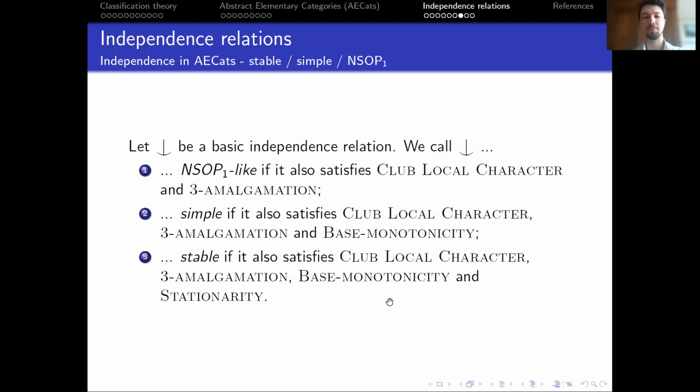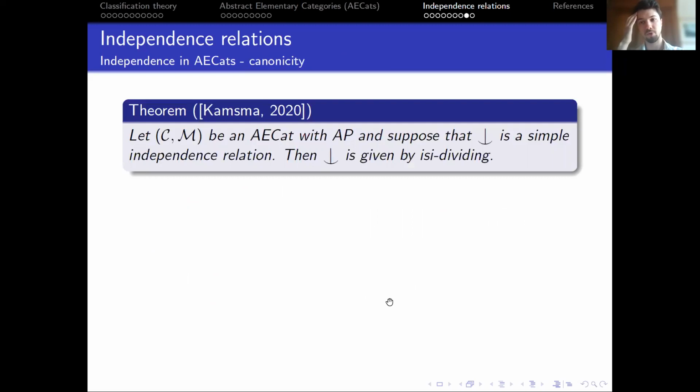Right, so we have these notions of independence relations, and then we can state the theorem, the results that we get from them. So if we start with an AE-cat with the amalgamation property, and suppose that we have a simple independence relation, then that thing is actually given by what I call easy dividing. Now, I have not given a definition of easy dividing, and just as I didn't want to give a definition for dividing, this is even harder and less enlightening. But the name is not chosen at random, it's really a generalization of that, more or less. But the point is that this gives us canonicity for simple independence relations, right? Because any two such independence relations have to be given by easy dividing, and thus they must coincide.